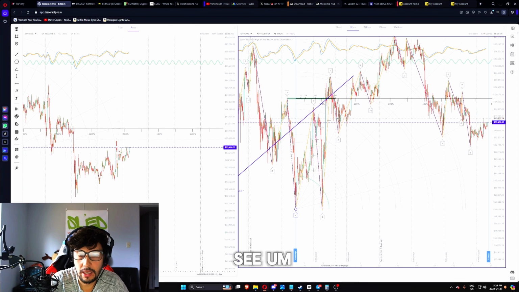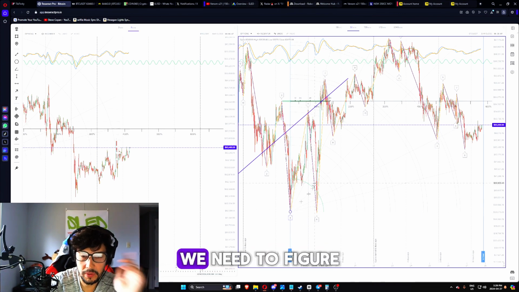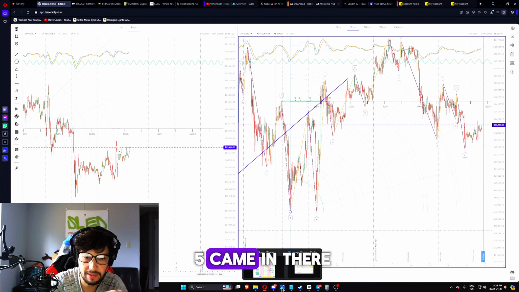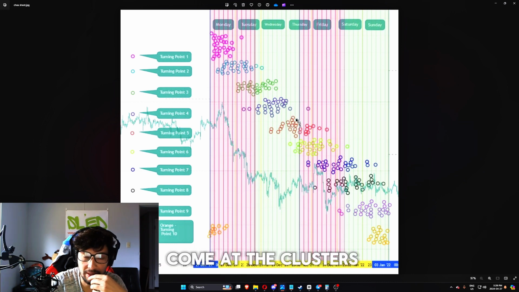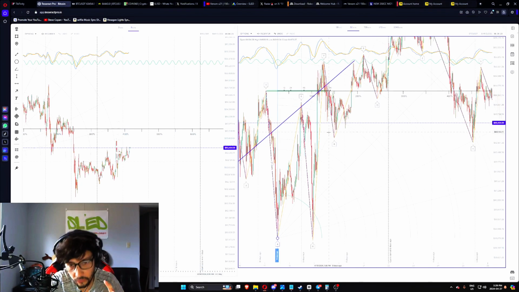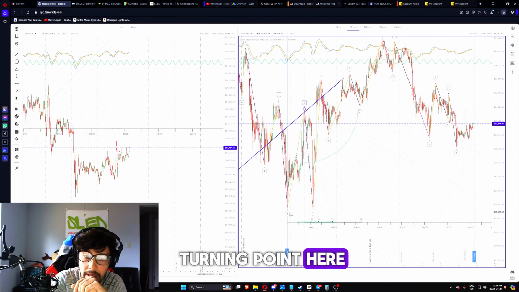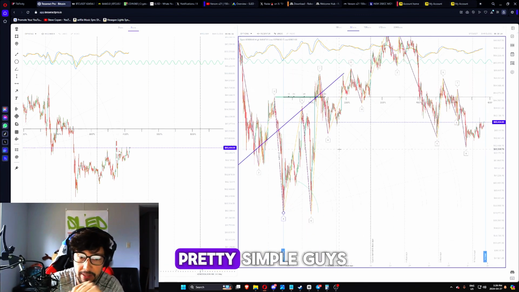So as you can see, now I'm going to start getting into this Gann fan, or Gann square. So after 4 formed, we need to figure out where 5 is. So if you see 5 came in there, and if you look at our Bertha circle, 5, it was a delayed 5. So we didn't come at the clusters at the very last 10% or 15% of the move. We actually came in right on the line, which is still possible. As you can see, there's still clusters of circles here. But how did we know this was a turning point here? How could we enter this, right? So the answer is pretty simple, guys.